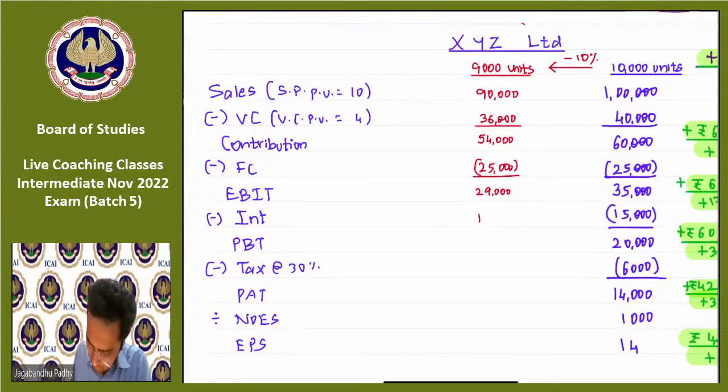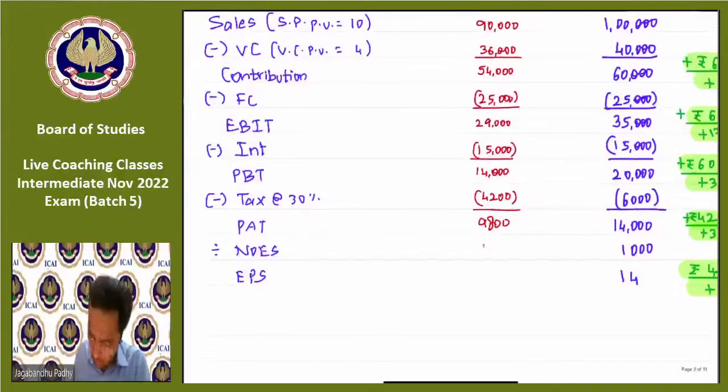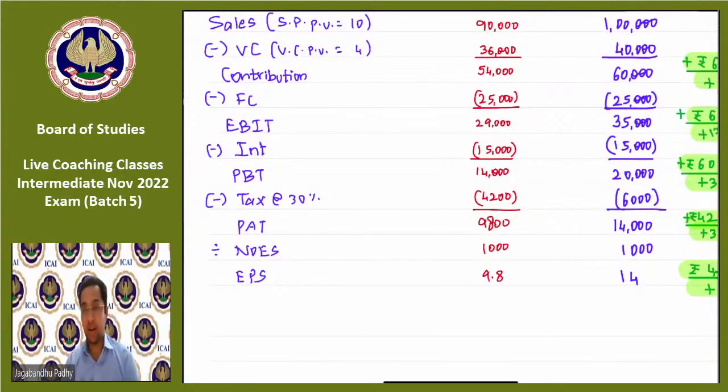Interest is 15,000. And profit before tax is 14,000. Tax is at the rate of 30%, which should be 4,200. And profit after tax will become 9,800. Dividing it by the number of shares, we observe that EPS is 9.8.